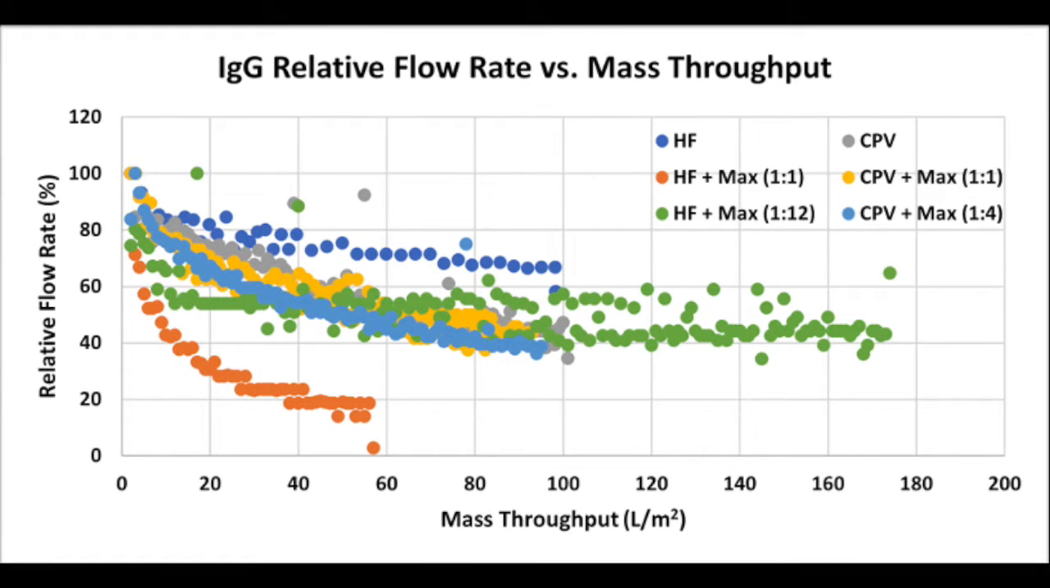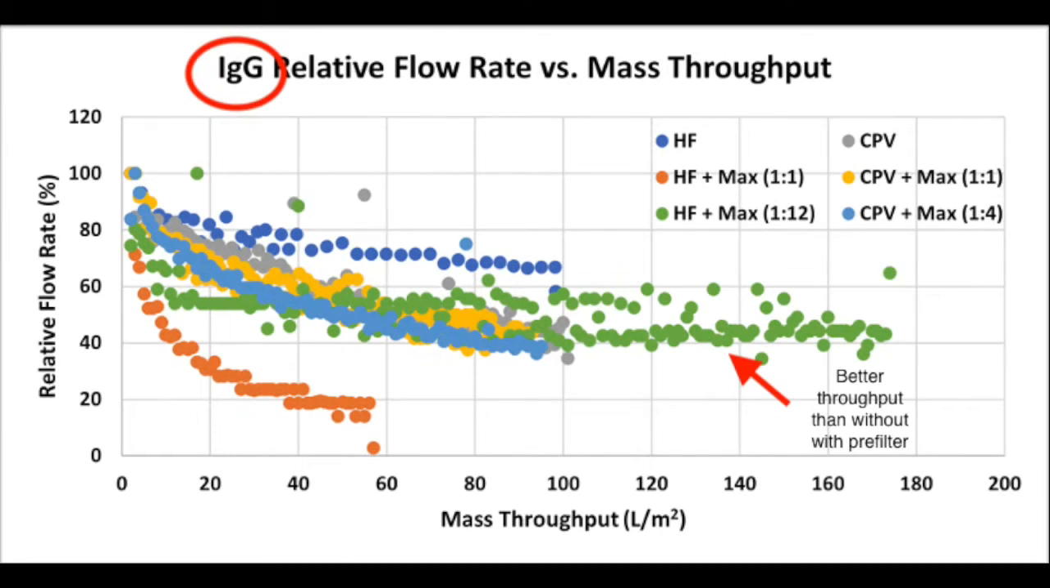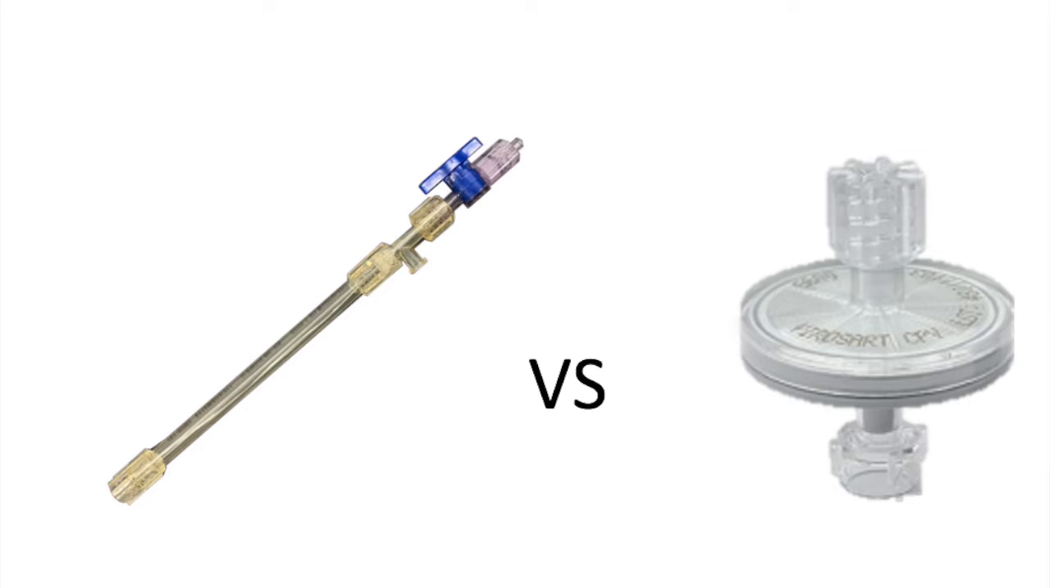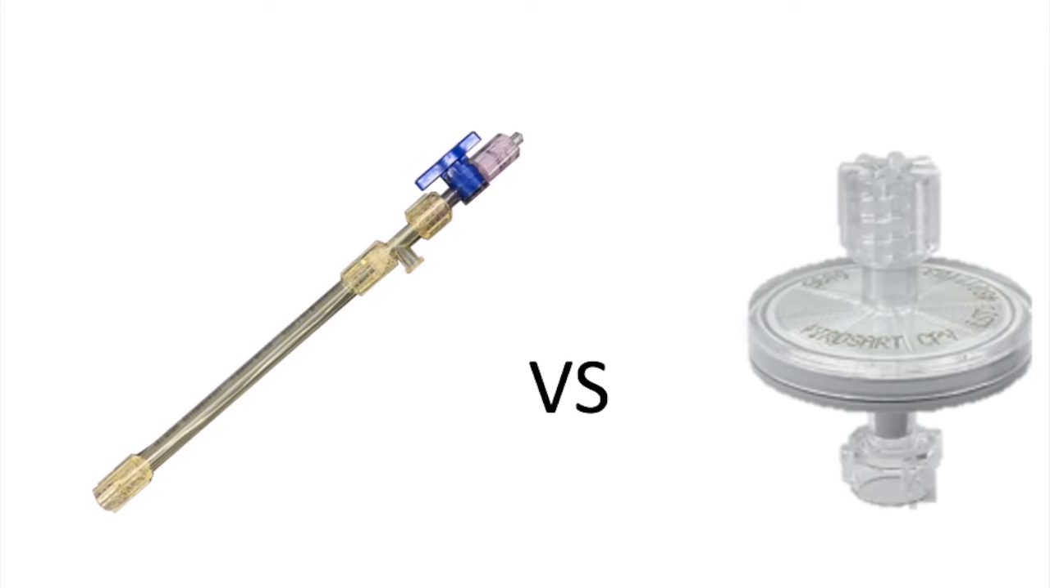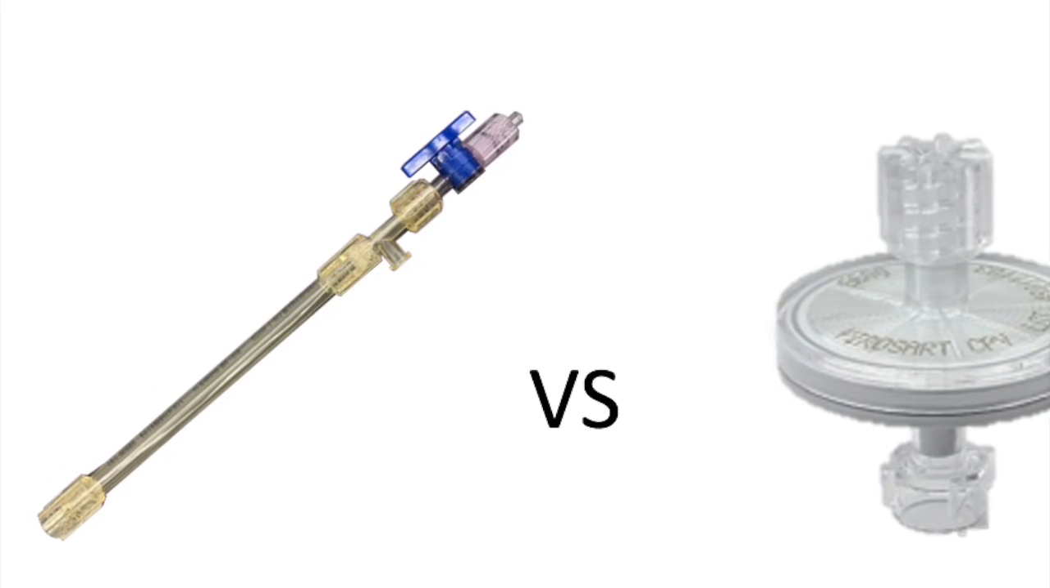From our experiments, we concluded that IgG shows better filtration compared to BSA when comparing the relative flow rate to mass throughput. Clinically, we know some feed streams may need a pre-filter more than others, while some may not need a filter at all. Our results indicate that the use of a pre-filter is dependent on the specific feed stream being used. We also conclude that additional experiments are needed to determine the performance differences between Virosart HF and CPV filters. It is important to note that due to budget and supply constraints, we were only able to perform 1 run for each experimental group.